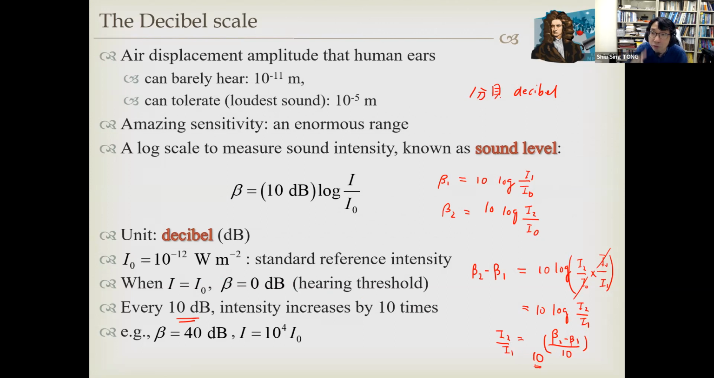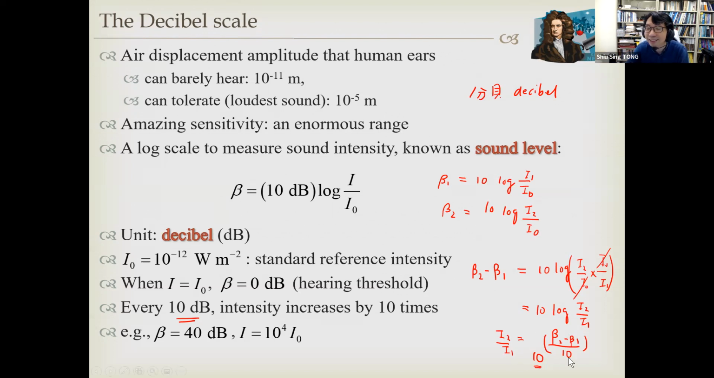So that is the strange thing for the log scale. When it changes by that 10 decibel, it does not change by just 10 linearly. It just changes by 10 times. Okay, so when the sound level changes by 20 decibel, it corresponds to 10 times 10 times, which is 100 times. When you change by 30 decibel, it corresponds to 10 times 10 times 10 times, and that corresponds to 1,000 times. So that is the interesting thing about the log scale.